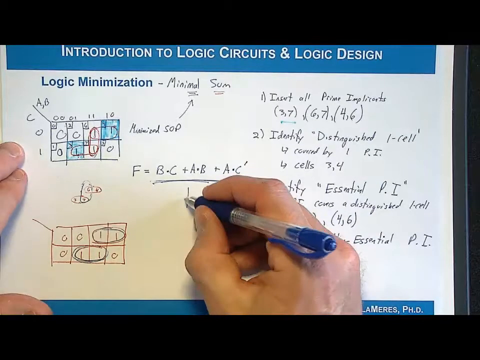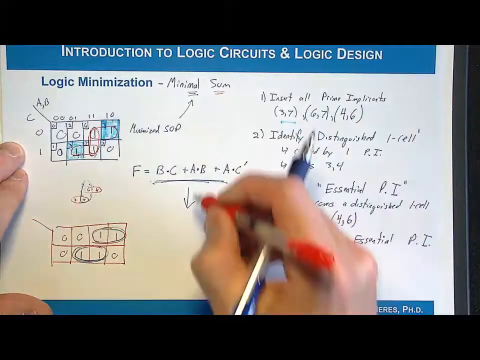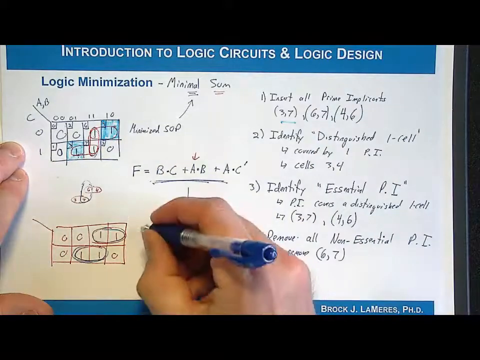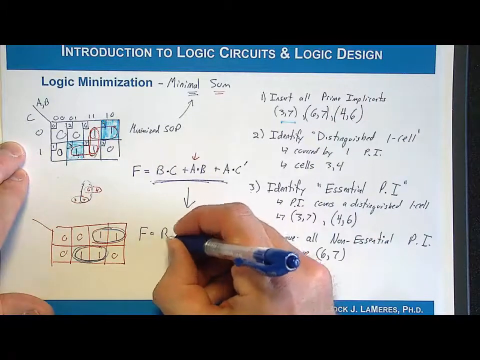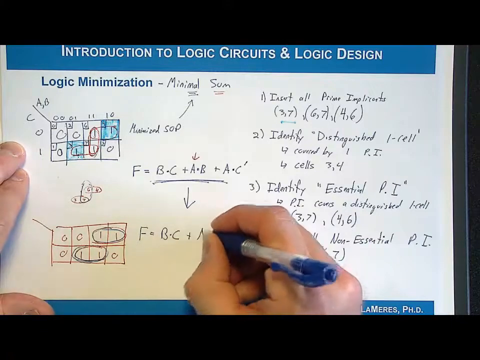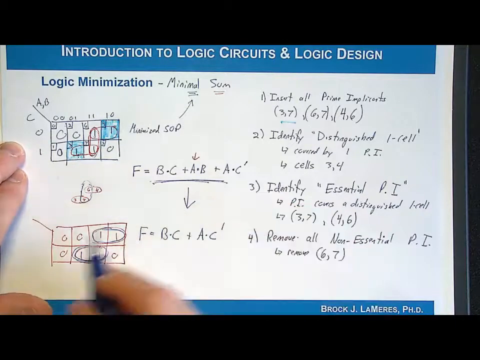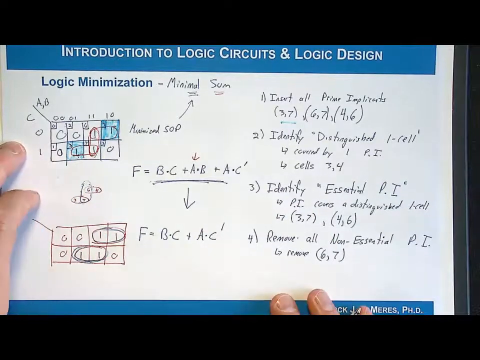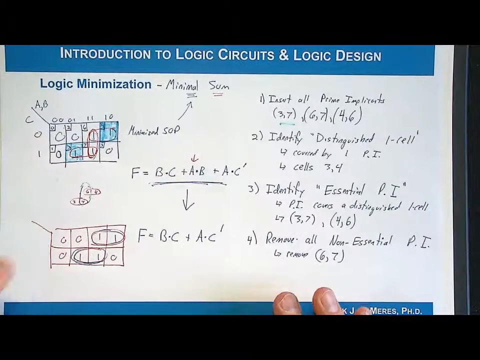But then when I go down here, I removed this one right here. So this was the non-essential. What I was left with was F is equal to B ANDed with C, ORed with A ANDed with C naught. They both give the proper output, except that one has fewer logic operations. So that's the process that we use to find what we call the minimal sum.